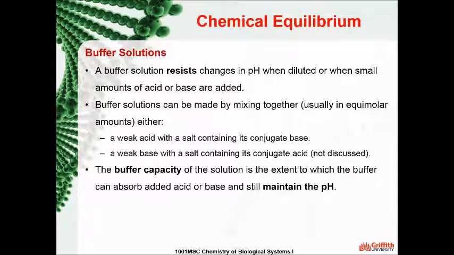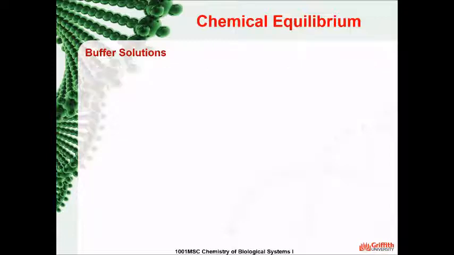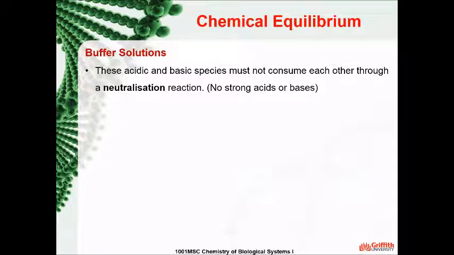The buffer capacity of the solution is the extent to which the buffer can absorb added acid or base and still maintain the pH. These acidic and basic species must not consume each other through a neutralization process. Therefore, we cannot use a strong acid with its salt because the acid will completely dissociate and will not be able to consume any more protons added to the system. Thus, we use a weak acid-base conjugate pair.